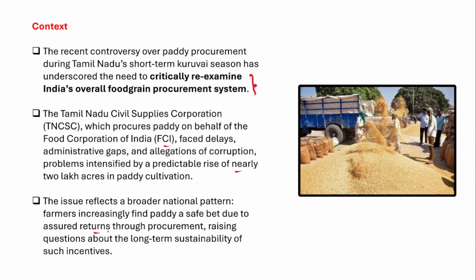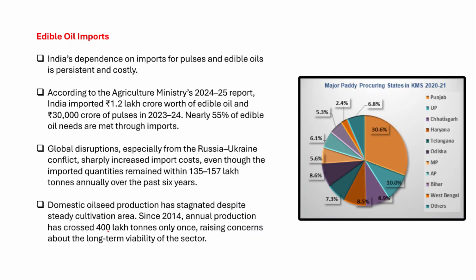However, it has been raising several questions with respect to long-term sustainability of such incentives. Now, if the government announces MSP to the farmers, then the government is encouraging farmers to cultivate certain crops, and it may lead to monocropping. However, monocropping is not good for agriculture and also for soil fertility. So therefore, we should also think about the sustainability of the food crops as well, such as rice.